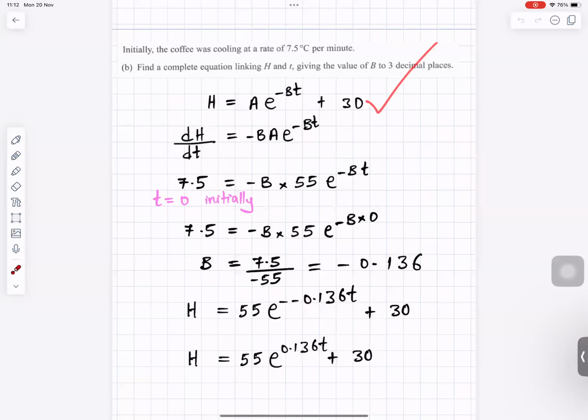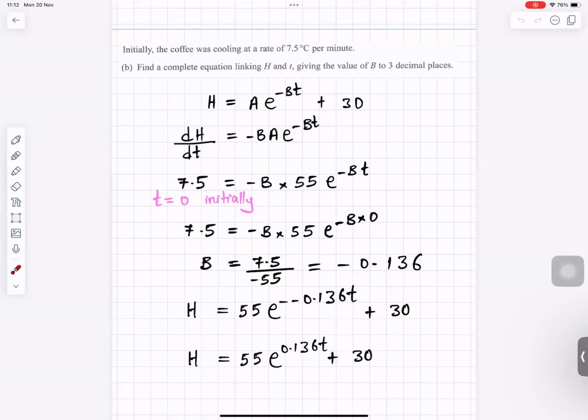We have that expression, we differentiate it. When you differentiate minus bt, you just get minus b. Put it in front. And that A in front stays the same. And you write e to the minus bt. So when you differentiate e to the minus bt, you get minus b e to the minus bt. You just differentiate that power there, put it in front, and then write it back. When you differentiate 30, you get 0. Now you put H is, you put 7.5 for the rate, the dH over dt.